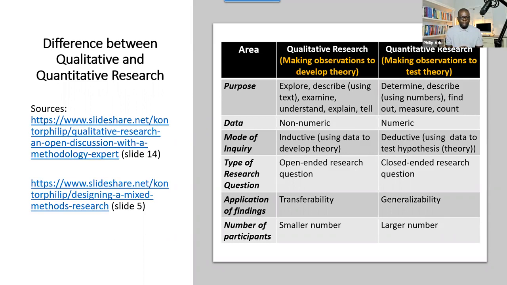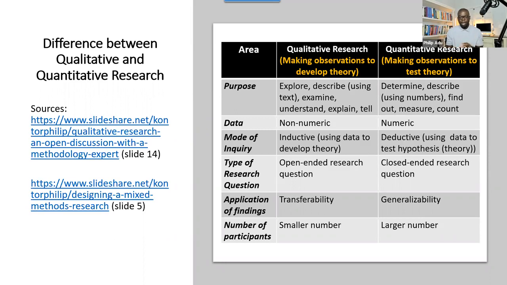So the next one is the type of research question. Most of the time, when you're doing a qualitative study, your research question is open-ended. Sometimes you have to start with how, why, or what. And then for the quantitative research, your research question most of the time is close-ended. Is there a relationship between these two variables? Let's say you are comparing two groups. Is group A's anxiety higher than group B's level of anxiety? So you are presenting a close-ended statement and trying to use data to answer yes or no based on what you found in the data.